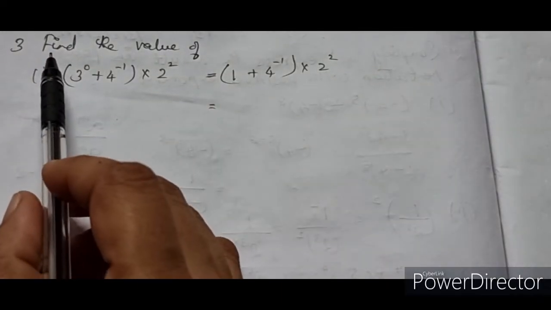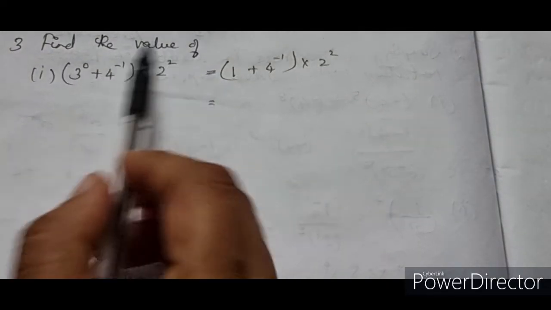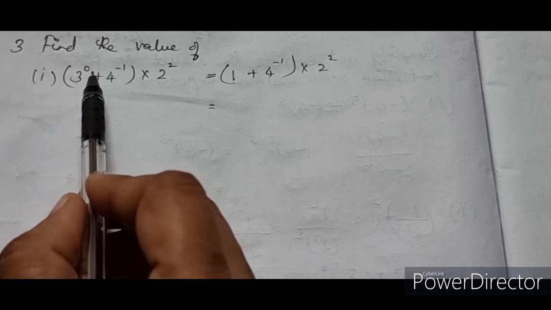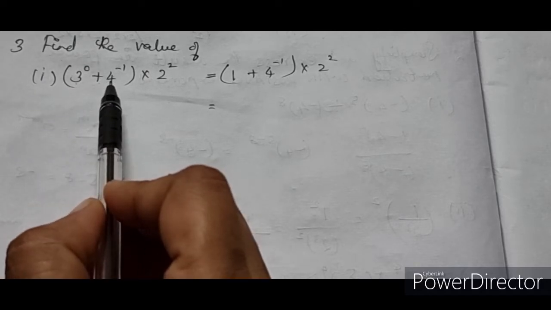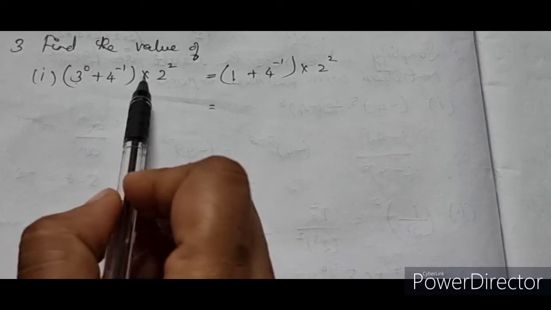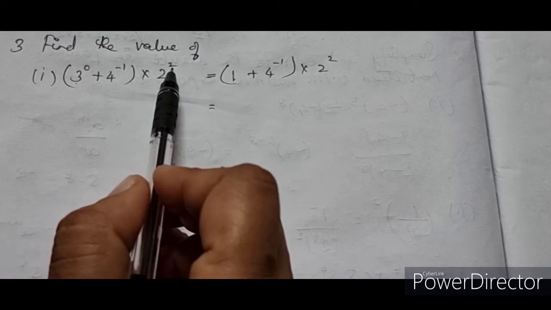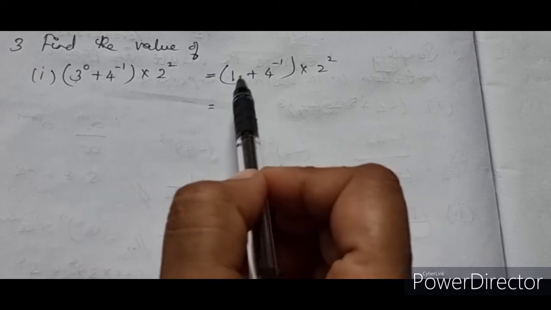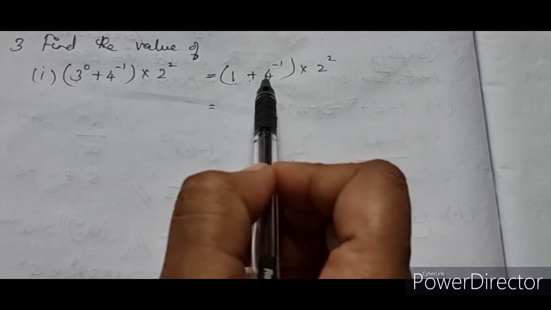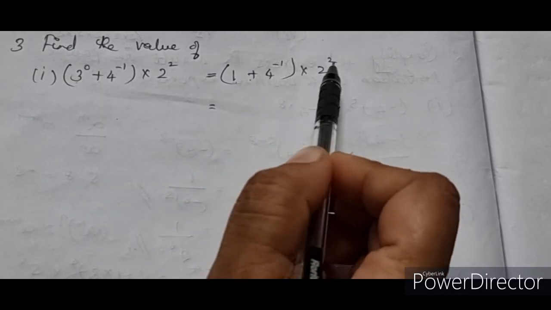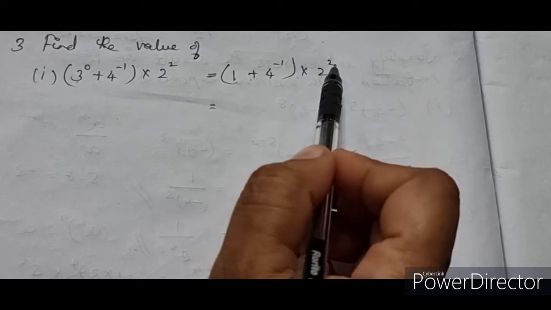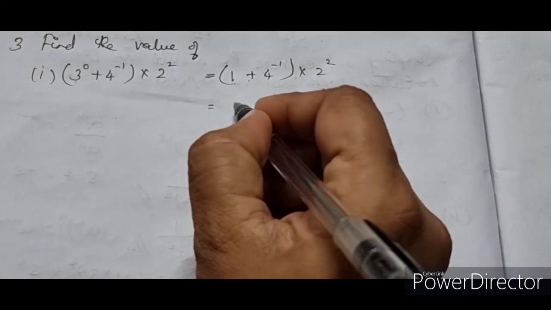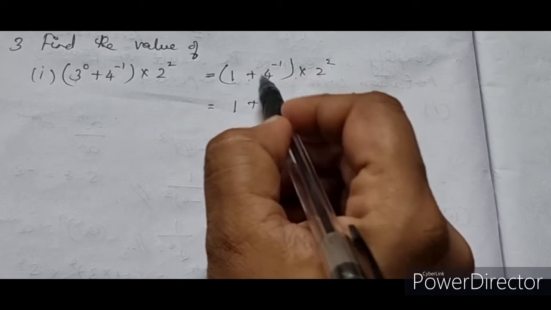Let's move on to the next question. Find the value of 3. Subdivision 1. 3^0 + 4^(-1) × 2^2. Any number to the power 0 is 1, plus 4^(-1) × 2^2. This becomes 1 plus this one.